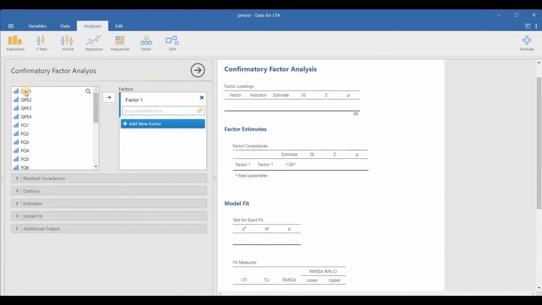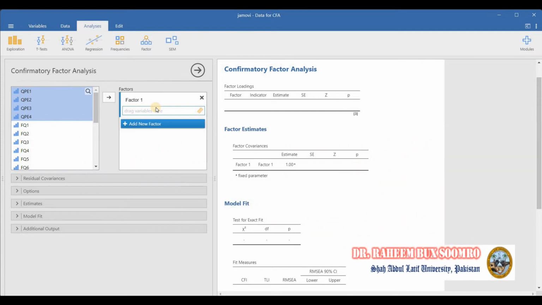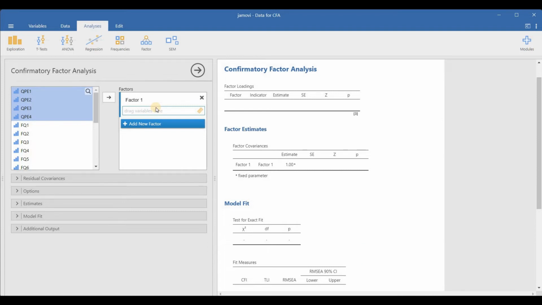Select it, and first of all, we have to make our factors. One thing is very different. When we were applying EFA, if you have watched my video on EFA in Jamovi, we were directly selecting all these items and inserting them here, and the items were divided into different factors. But here we already have the factors, and we just want to confirm their reliability and validity.